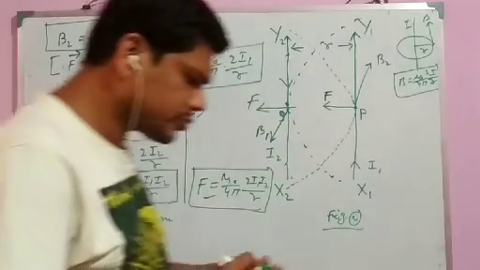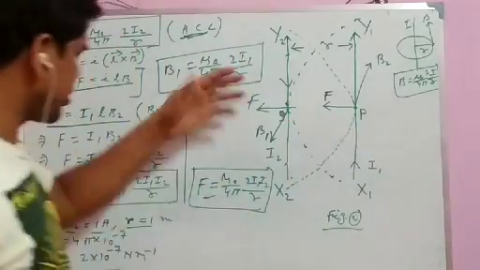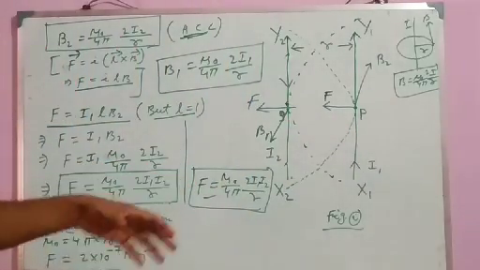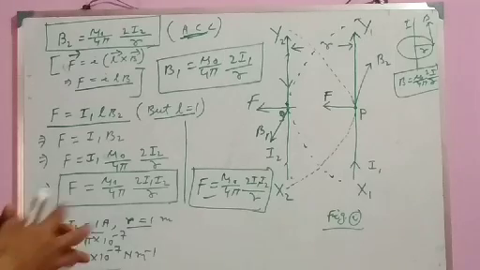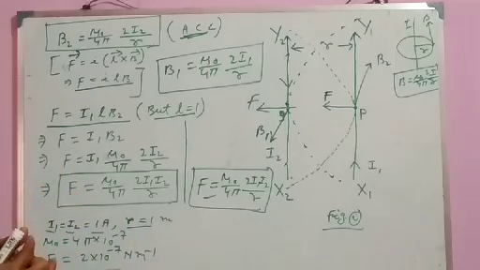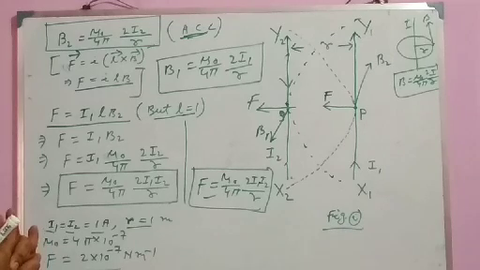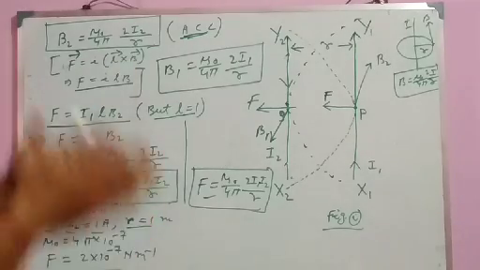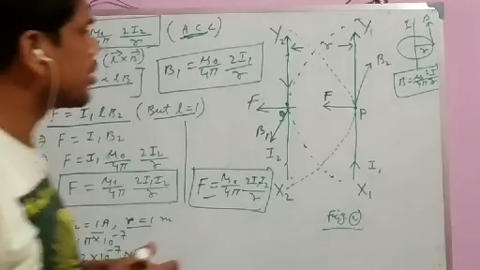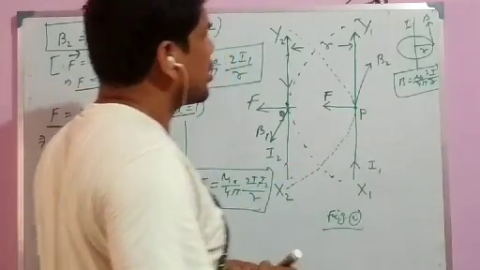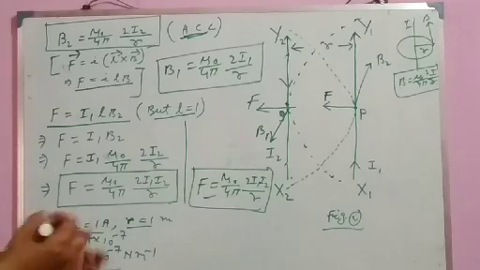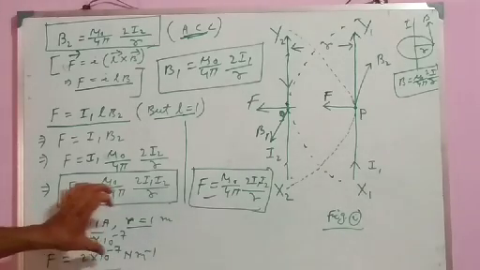So what is 1 ampere? We can now define it: when two infinitely long current carrying conductors carry the same current, separated by a distance of 1 meter and placed in free space, and the force experienced by each is 2 into 10 to the minus 7 Newton per meter, then the current flowing through those conductors is called 1 ampere. This is the definition of 1 ampere using this formula.